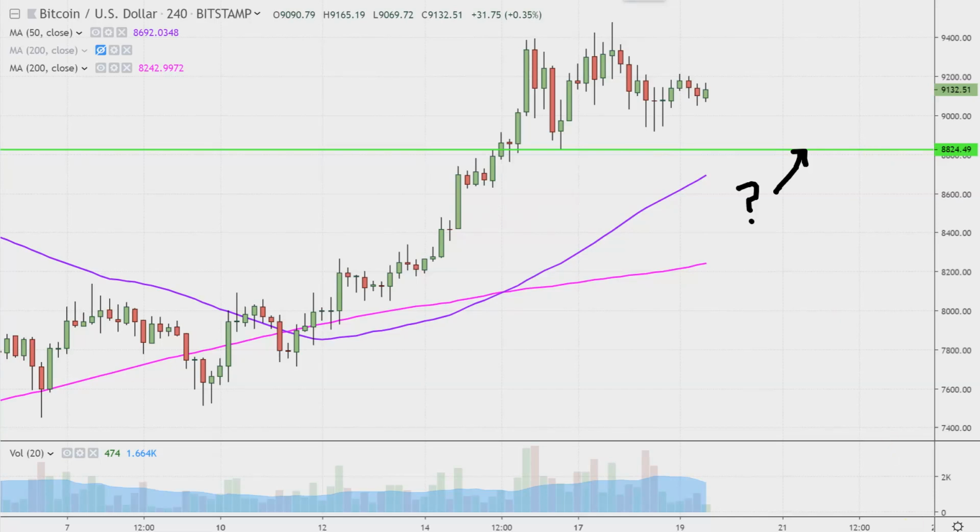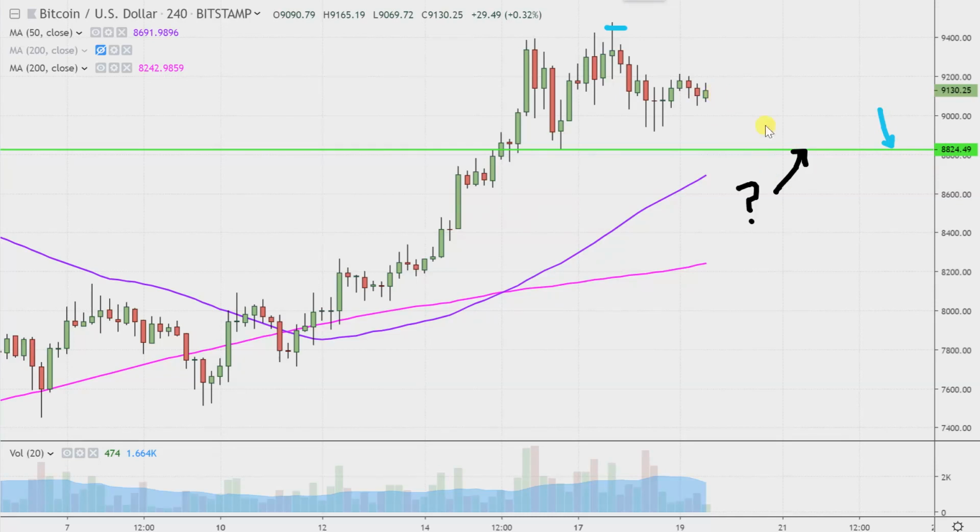I emphasize big picture because I get it. If you're some sort of day trader and you bought right there and your plan was to buy and sell within 20 minutes, then yeah, from that point of view, you really don't want to see the price going down to the 8,400 mark, or excuse me, 8,800, not 8,400. Sorry about that. So let me clarify. 8,800 is the value of that green line right there.